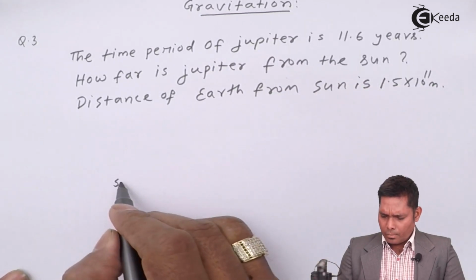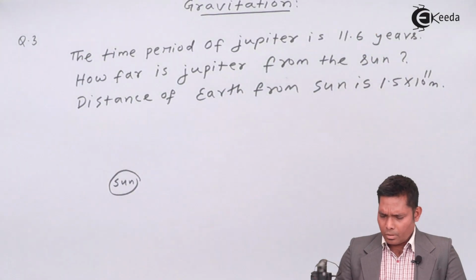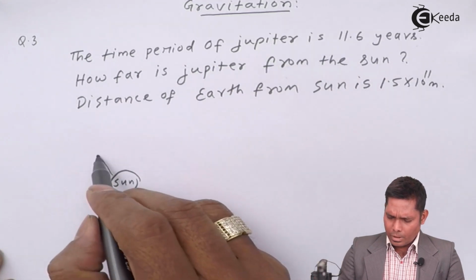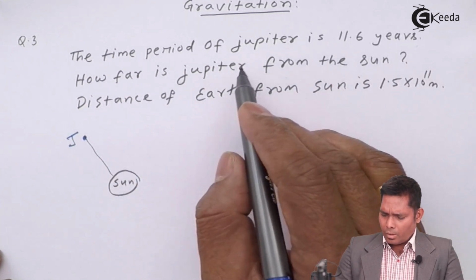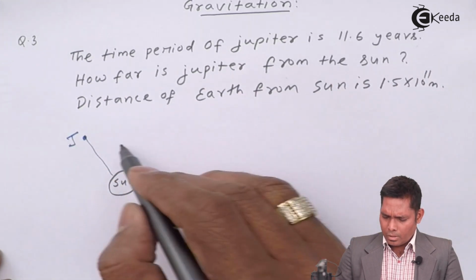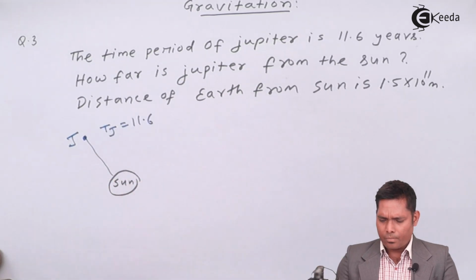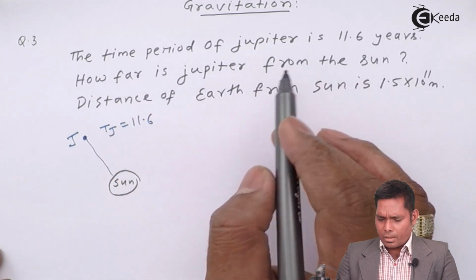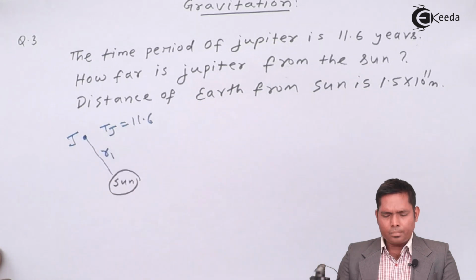So this is the Sun about which all the planets are revolving, and Jupiter is, suppose, at a distance here. Its time period, T Jupiter, is 11.6 years. How far is Jupiter from the Sun? This distance you have to calculate. Suppose the distance is R1.